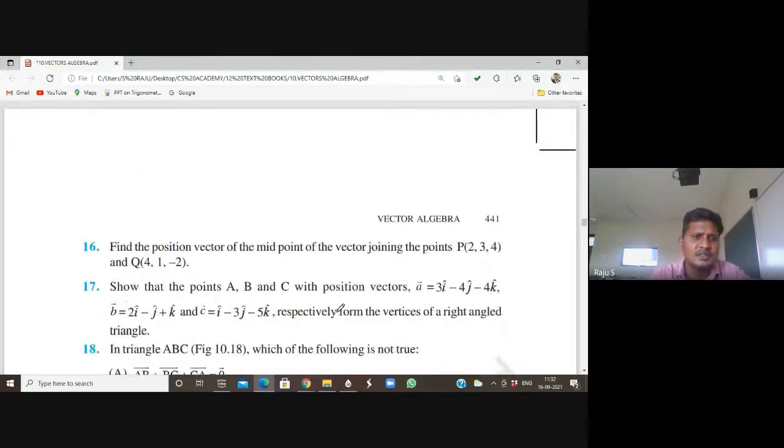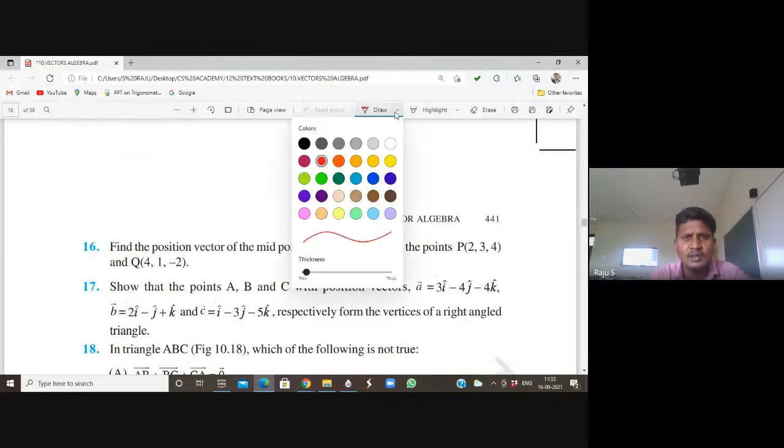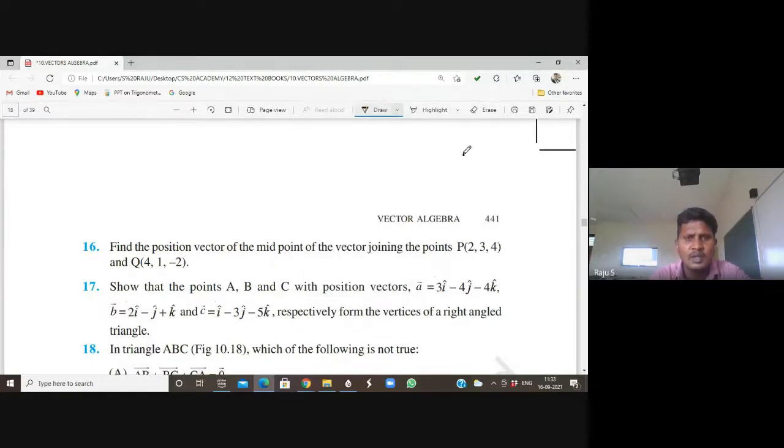Next, coming to the 16th one. The 16th one I'm giving as homework. When they have given two vectors, vector A and vector B, and they are asking about the vector of the midpoint, the midpoint of the vectors is given by (A plus B) by 2.